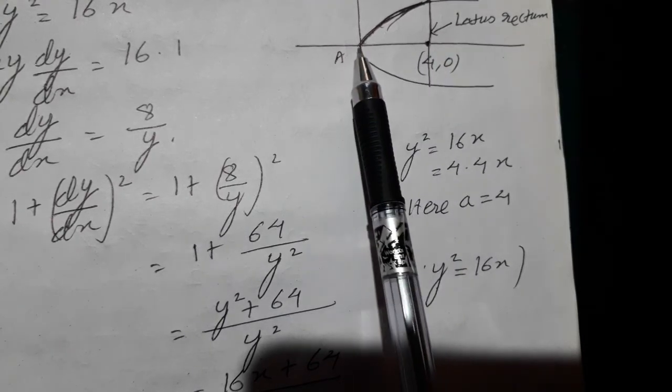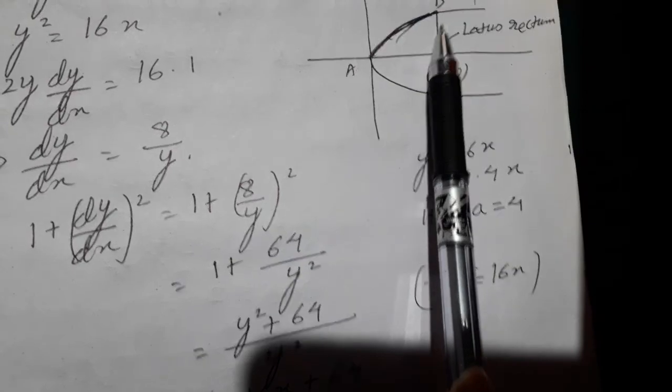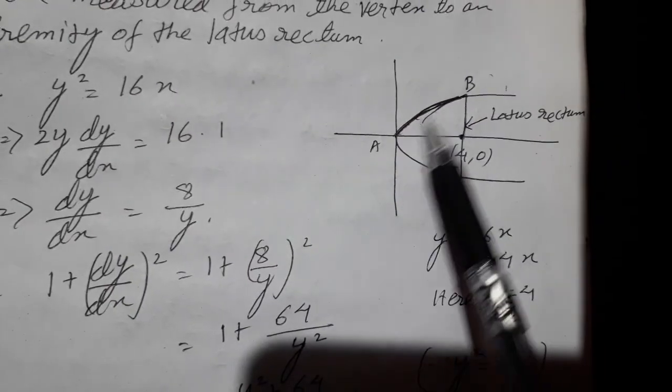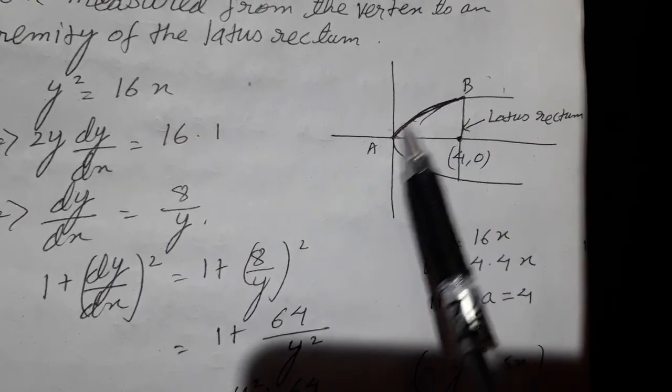So we want to find from the origin till the lateral rectum. We want to find only this line, A to B. What is the line AB? We want to find this.